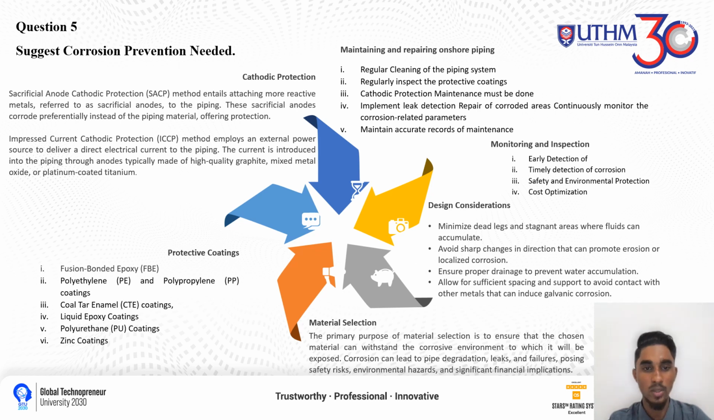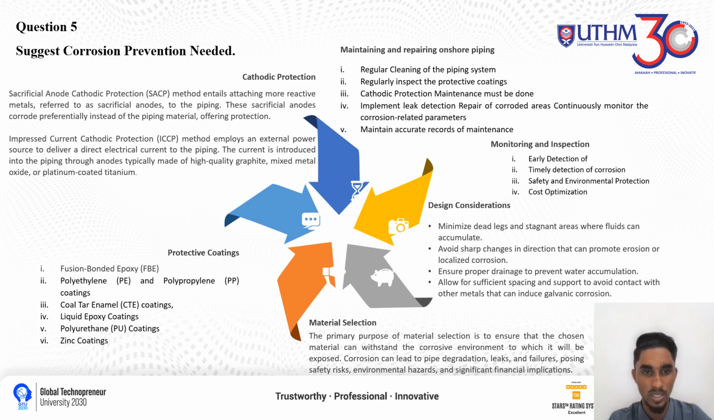The third one is that cathodic protection maintenance must be done, where if cathodic protection systems are installed, ensure their proper operation through regular monitoring and maintenance. This includes measuring pipe-to-soil potentials and inspecting the sacrificial anodes or impressed current anode systems. The fourth one is to implement leak detection measures to identify any potential leaks or breaches in the piping system. Early detection can prevent corrosive substances and minimize the risk of localized corrosion.